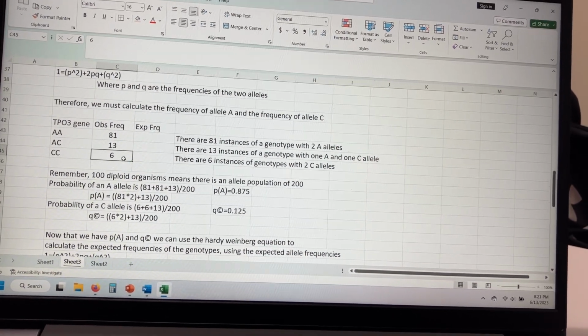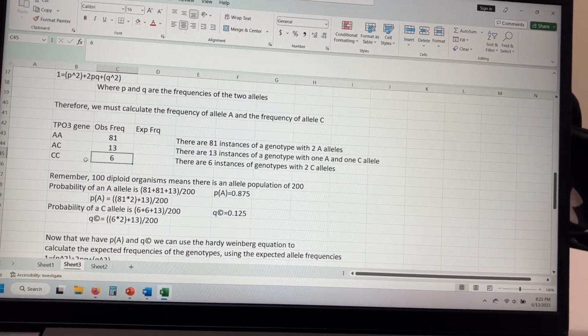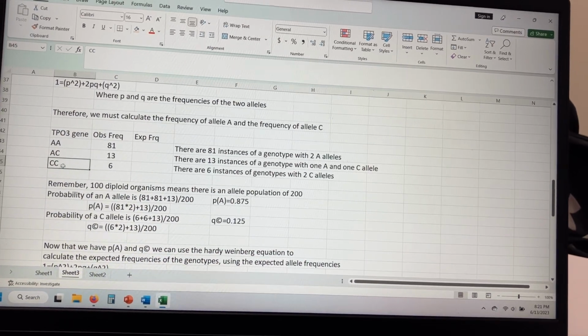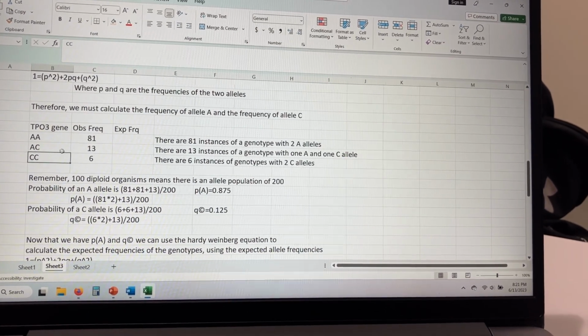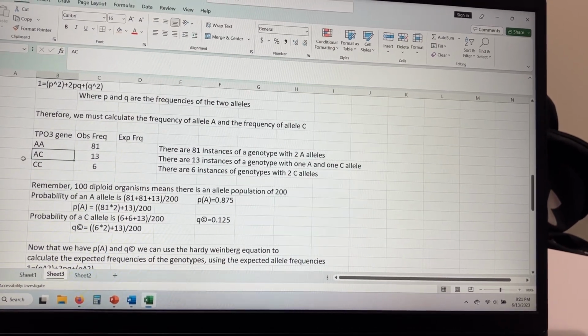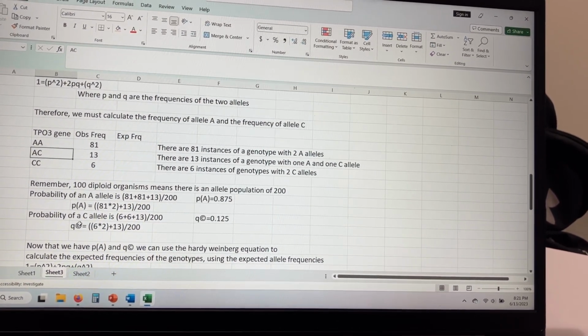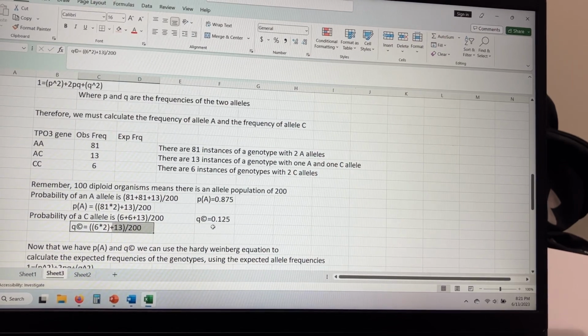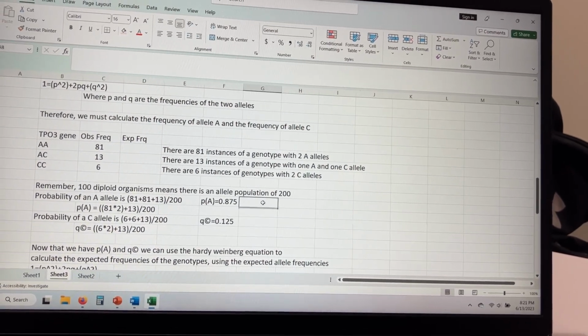Alternatively, we'll do the same thing for the C, in which case there's 2 C's for the homozygote, meaning for the 6 observed, we would have to multiply that by 2 since there would be 2 alleles here. And then for AC, we would just add that 1 because there's only 1 instance of the C allele for the heterozygote. So we'll plug that in here and we'll get this value as well. So these two are probabilities.